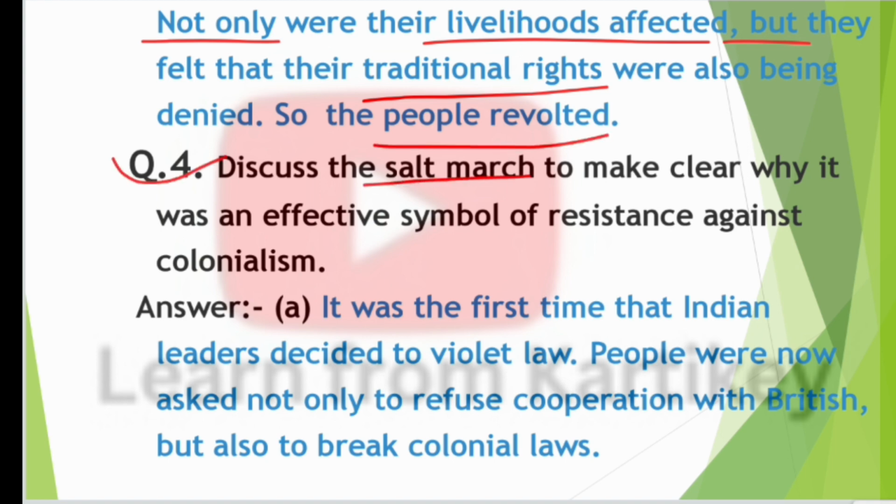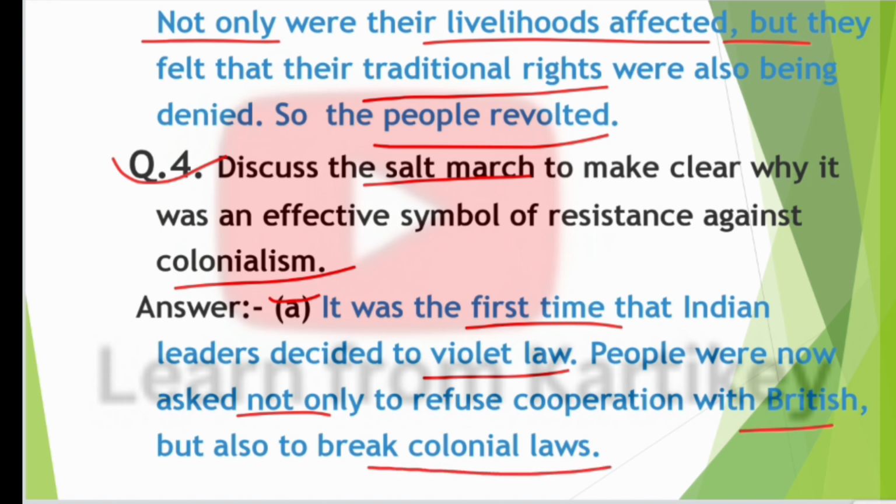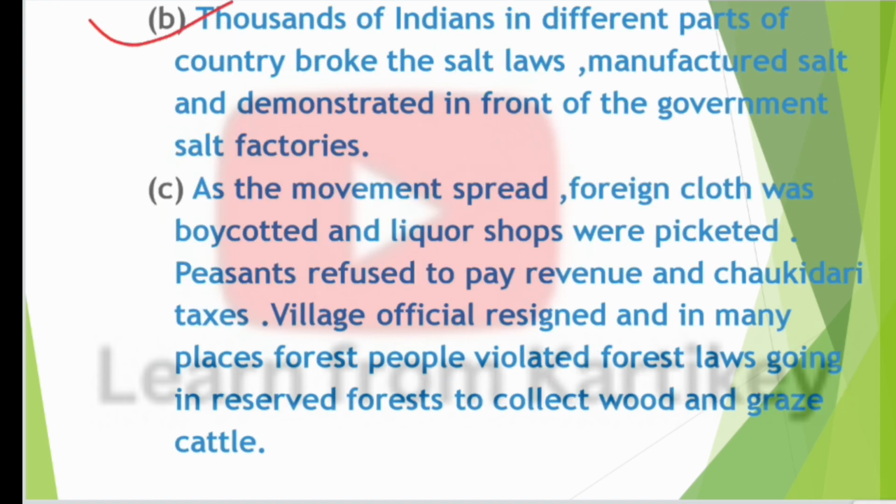Next question, question number 4. Discuss the Salt March to make clear why it was an effective symbol of resistance against colonialism. So answer, first point. It was the first time that Indian leaders decided to violate law. People were now asked not only to refuse cooperation with the British but also to break colonial laws. Second point, thousands of Indians in different parts of the country broke the salt law, manufactured salt and demonstrated in front of the government salt factories.